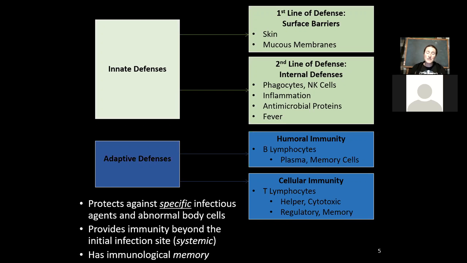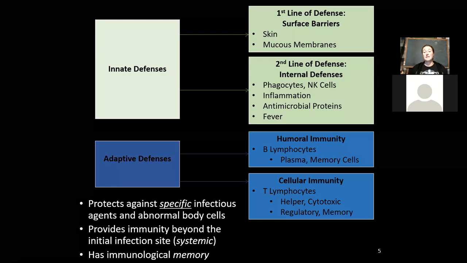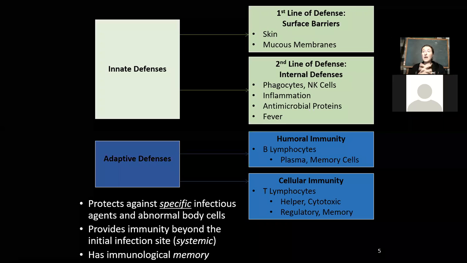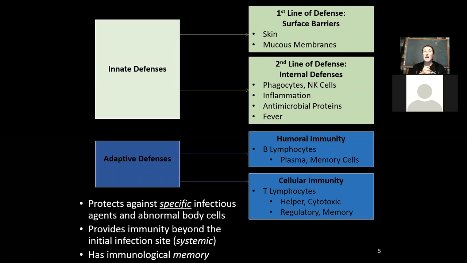The adaptive immune system is broken into 2 different parts as well. We have the humoral immunity, which is the focus of the next lesson together. Humoral immunity involves the B lymphocytes, or the B cells. These are the ones that make antibodies. And the reason it's called humoral immunity is because hundreds of years ago, we classified different bodily fluids as the 4 humors.